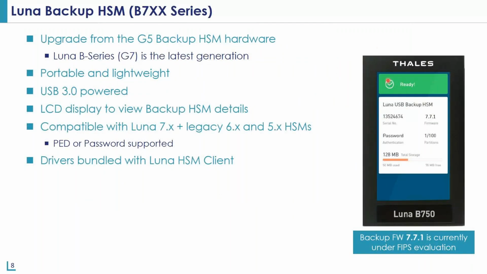This is your G7 HSMs, which is from your B series. You have three different models depending on three different sizes. But all of those backup HSMs have the same number of partitions, that is 100. By default, there are 100 partitions each on this G7 HSM. You do not require any additional licenses on this G7.